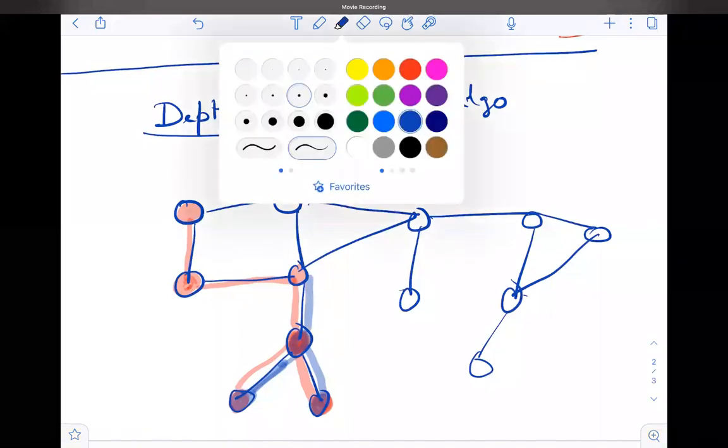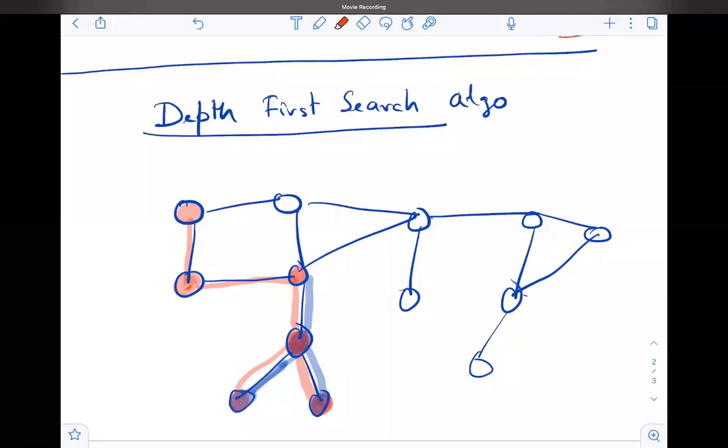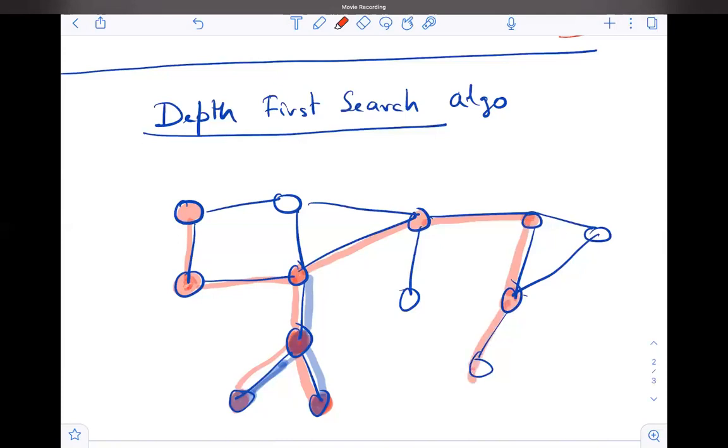Then I look at the previous one and say, okay, here is you. Is there anything that is not marked? Yes, I can go here and this is not marked. Then I do the same thing, right? Is there anything that is not marked? Yeah, this is not marked. Is there anything that is not marked? Yes, there's this one. Is there anything that is not marked? Yes, this is not marked.